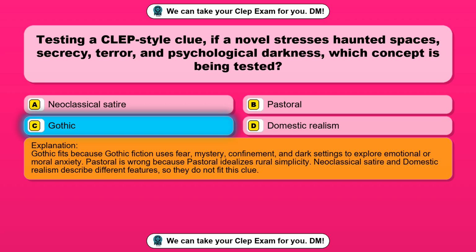Gothic. Gothic fits because Gothic fiction uses fear, mystery, confinement, and dark settings to explore emotional or moral anxiety. Pastoral is wrong because pastoral idealizes rural simplicity. Neoclassical satire and domestic realism describe different features, so they do not fit this clue.